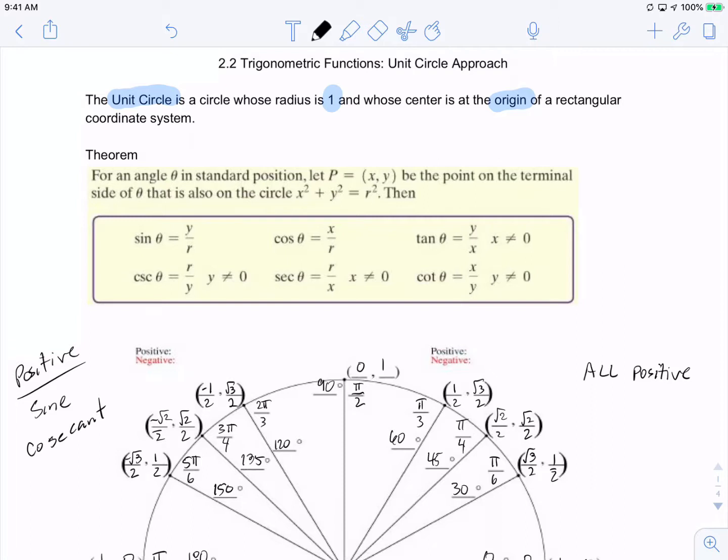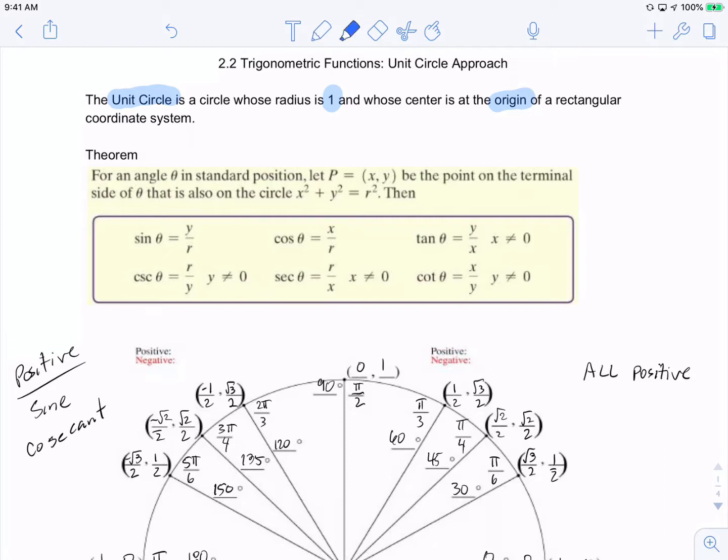Related to that is this theorem, and the theorem says that for an angle theta in standard position, let P be some point on the terminal side of theta that is also on the circle x squared plus y squared is equal to r squared. Now from this we end up having these 6 ratios.